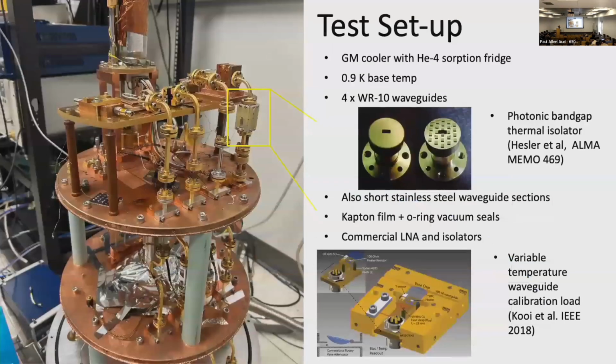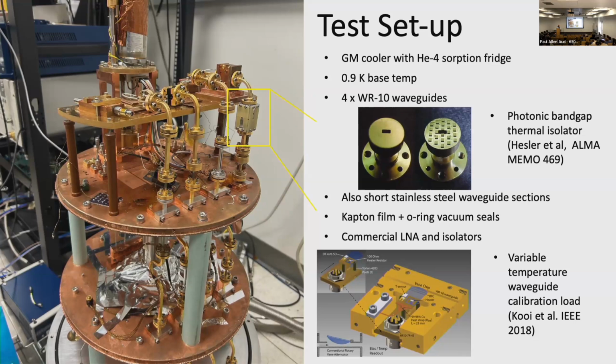All right, so we made a test setup in order to test these amplifiers. We're targeting demonstrating this at W band, so approximately 70 to 110 gigahertz. This test setup is based on a GM cooler, which pre-cools a helium-4 absorption fridge with a base temperature of 0.9 Kelvin, which is cold enough for what we want to do. One photon at 100 gigahertz corresponds to about 5 Kelvin.